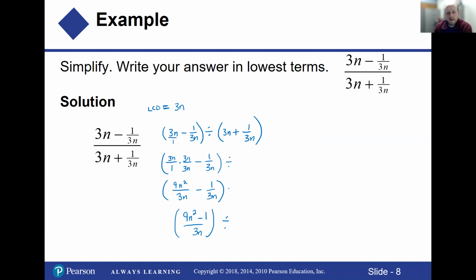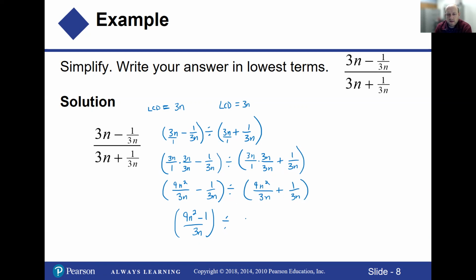I need to find that. So in this one, what is your LCD? Well, it's also 3n. So our LCD is also equal to 3n. What I do is I take my 3n over 1 and multiply it by 3n over 3n, and then I just have that plus 1 over 3n. I don't have to do it for that one because it already has the common denominator of 3n. And what do I have? I have 3n times 3n, which is 9n squared again, over 3n, plus 1 over 3n.